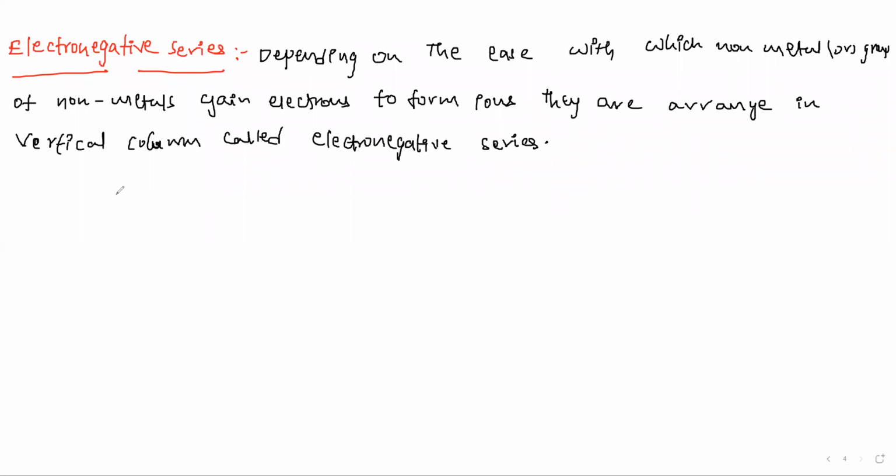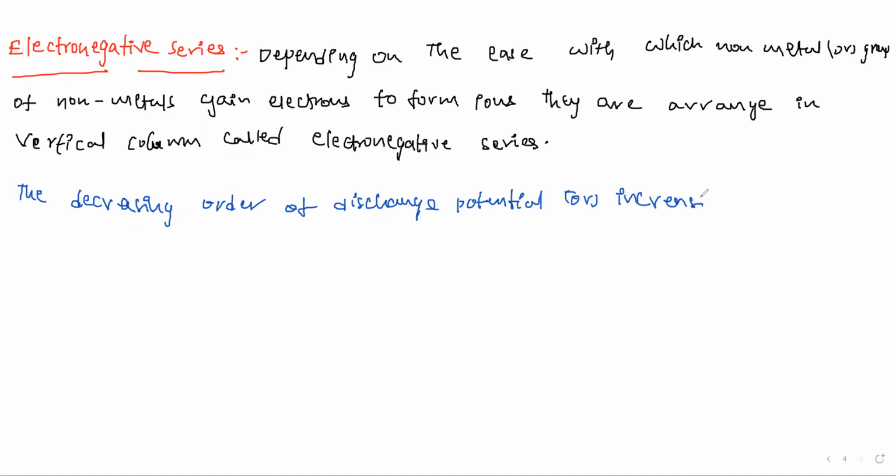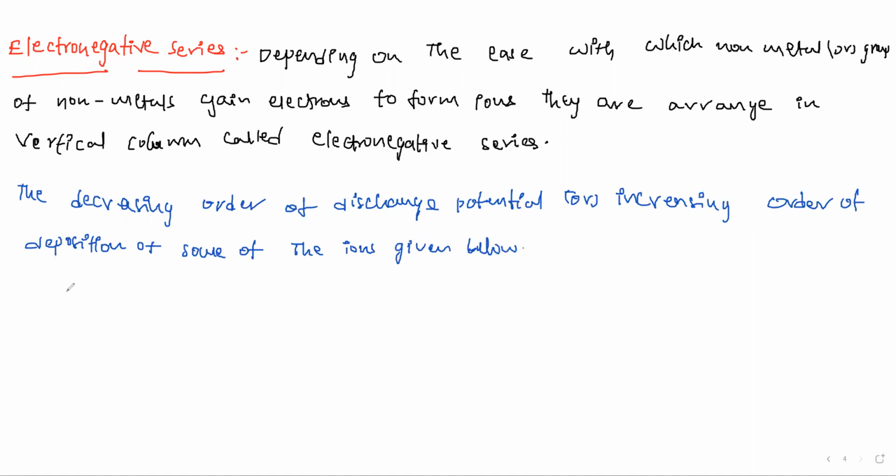Write down fast. The decreasing order of discharge potential, or increasing order of deposition, of some of the ions given below. Okay, these are the negative series.